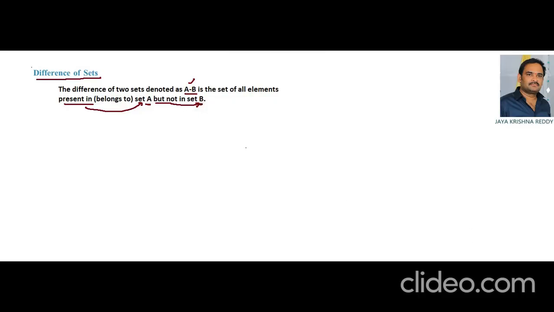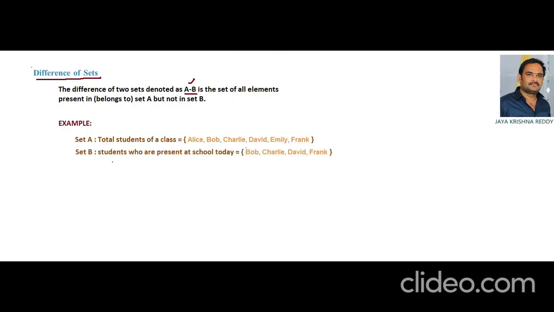Let us see one example. Let us define set A as the total students of a class. So the students are Alice, Bob, Charlie, David, Emily, and Frank. Total 6 students are there in the class. So we are considering it as set A. And set B is the students who are present at school today. That is Bob, Charlie, David and Frank. These 4 students are present at school today.